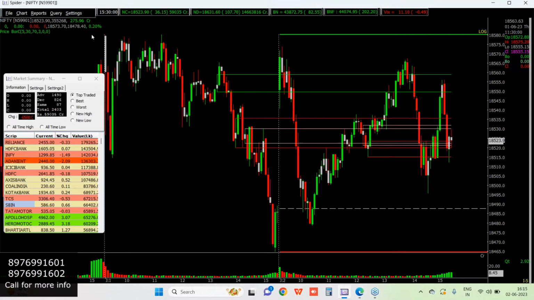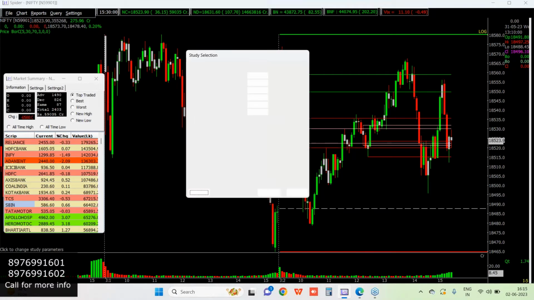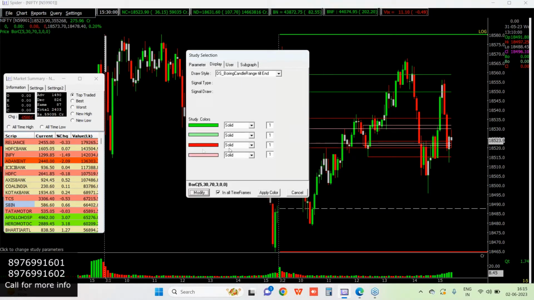But if I want to see a different color, go to the display, and here these are the colors. So you can modify it. This color you can change as per your choice, and you can also increase the thickness from here.